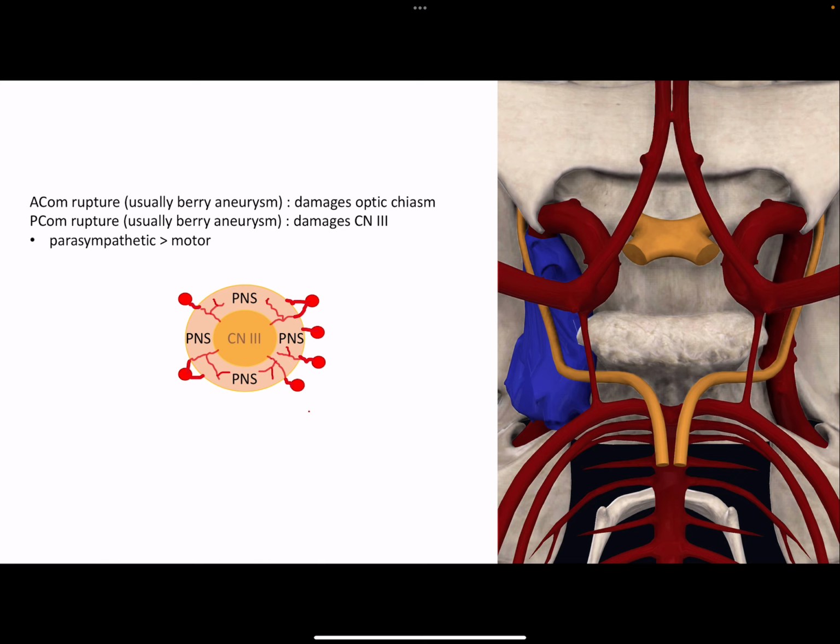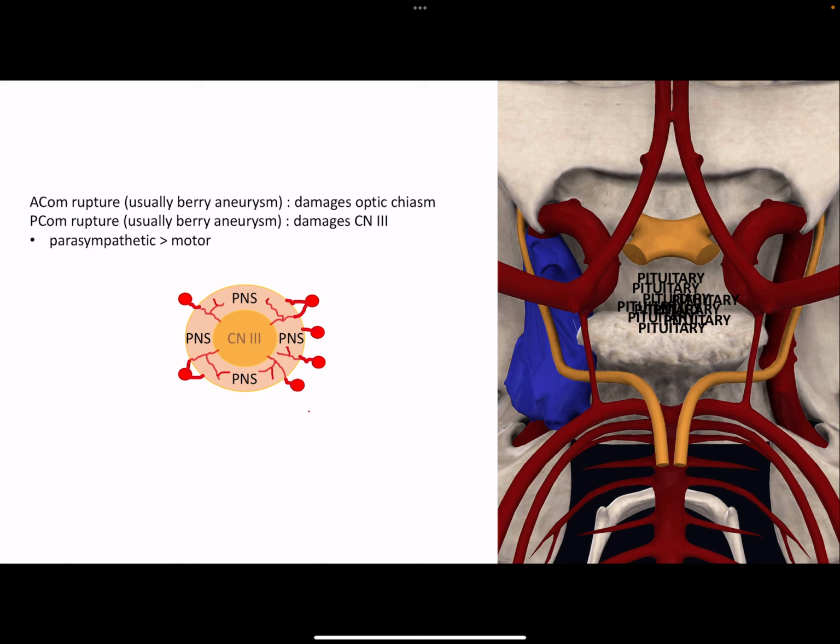This one is the optic chiasm because that's where the pituitary is. I'm just trying to stress this because it's really high yield to know about pituitary tumors compressing the optic chiasm. And then the PCOM, as we said, could damage cranial nerve 3, the oculomotor nerve.